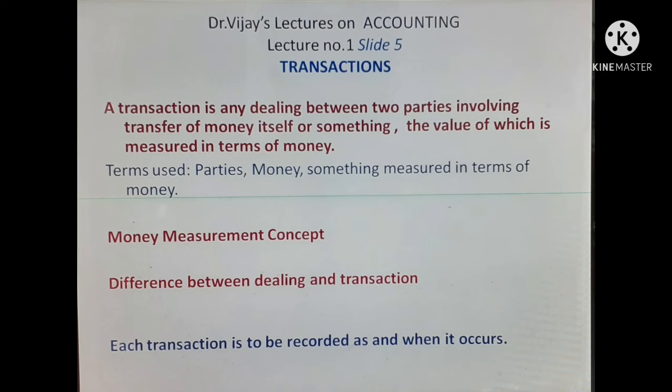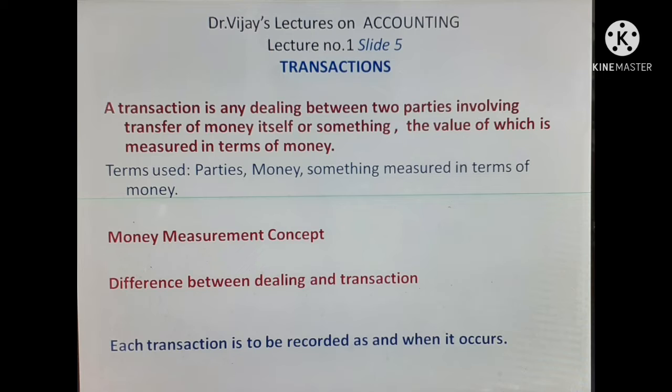Let us take slide 5. Transactions. A transaction is any dealing between two parties involving transfer of money itself or transfer of something the value of which is measured in terms of money. The terms used in the definition are explained one by one. First is parties. A transaction takes place between two parties. Either party or both the parties may be an individual, a firm or a company, or a government organization or an international organization, whatever.